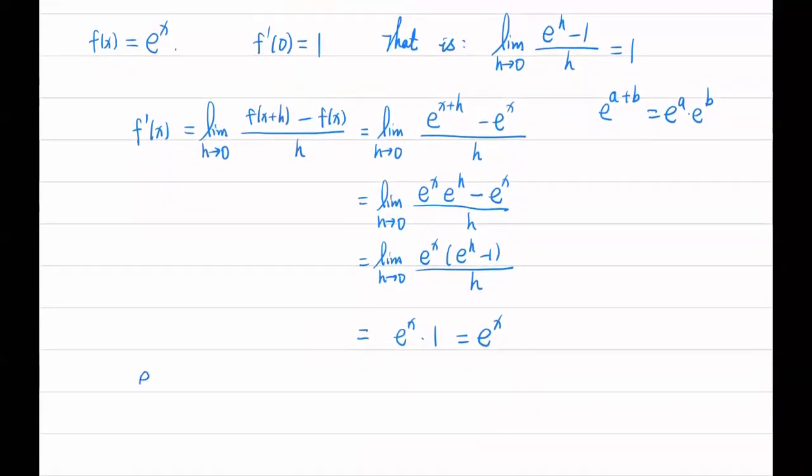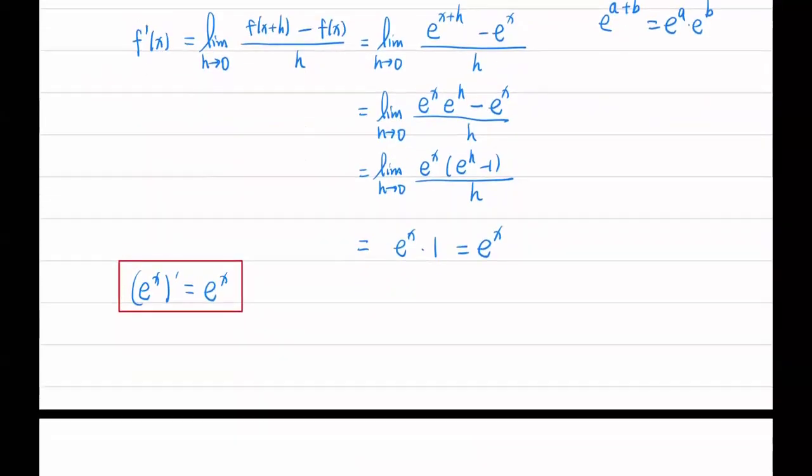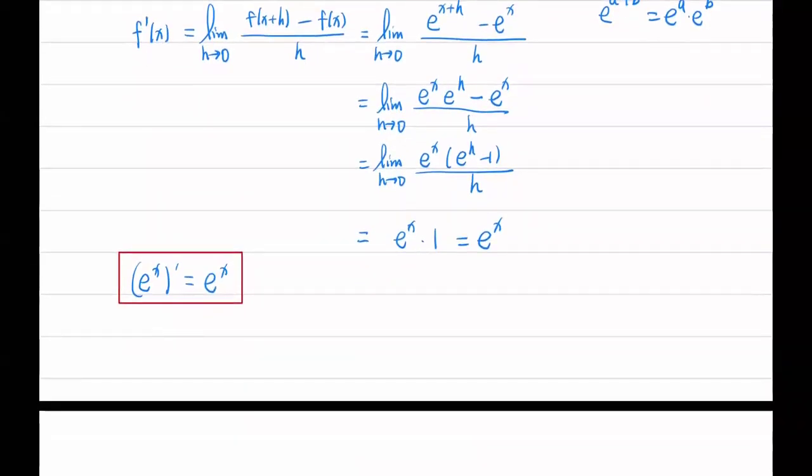So the derivative of e to the x is e to the x. Very useful formula. Now I want to take the second derivative. What would you get? Second derivative. Okay, now what do you think?